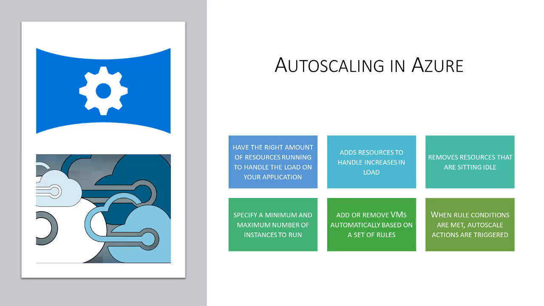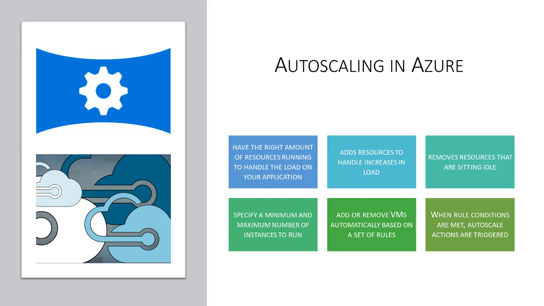Essentially, what you do is you specify a minimum and a maximum number of instances to run, and then add or remove VMs automatically based on a set of rules. Having a minimum number of VMs available makes sure the application is always running, even under no load. Setting a maximum threshold limits your total possible hourly cost for running those resources.